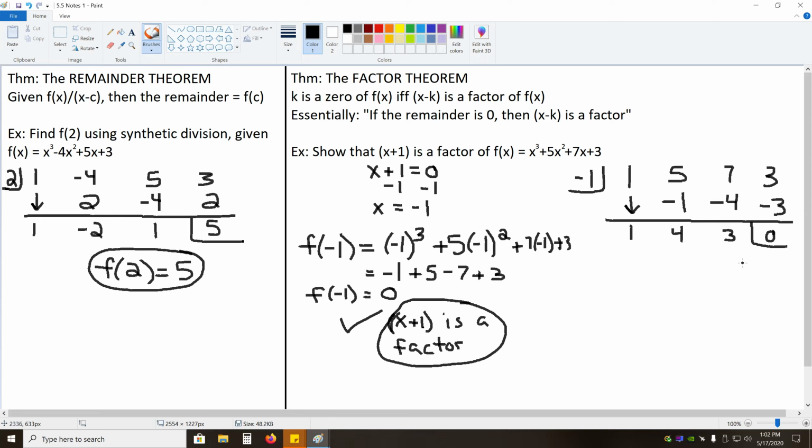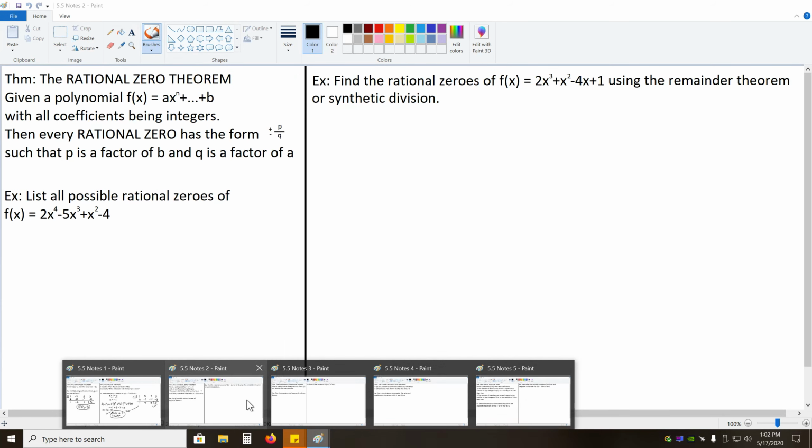Since the remainder is 0, it works out again. That means again x plus 1 is a factor. So these both are the same process essentially for proving that we have a factor of the original polynomial. And you can use either one to prove it depending on how the problem asks you to solve it. If it doesn't, then it's just whichever you prefer.